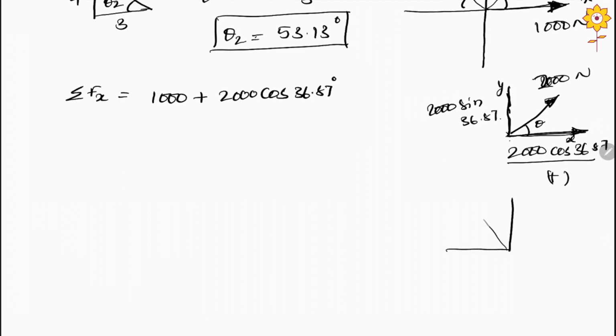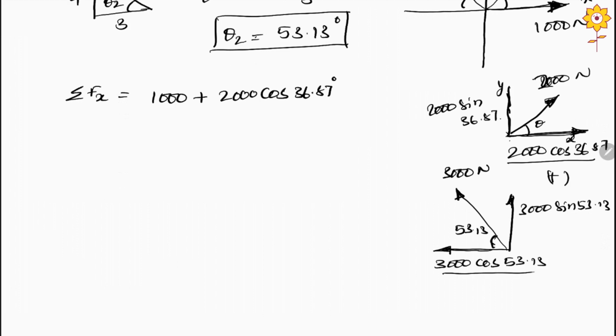So this is a quadrant. So this is a 3000 force. Again it is inclined with the angle of 53.13. We have to resolve this inclined force. Since it's making an angle with the horizontal x axis, the horizontal component will be 3000 cos of 53.13, and the vertical component will be 3000 sine of 53.13. So this 3000 we have to include.